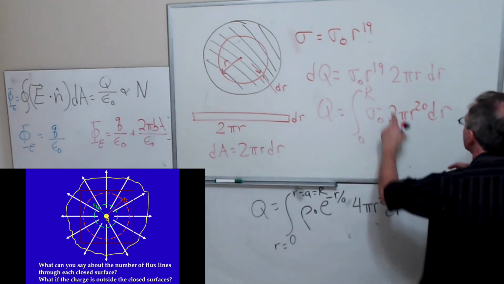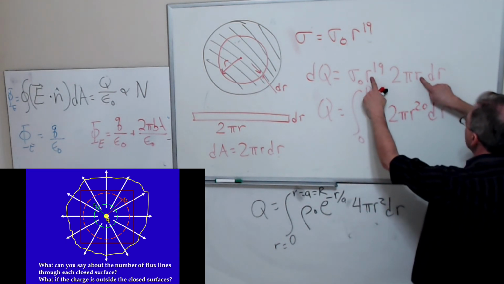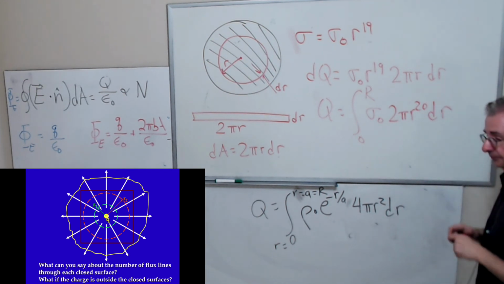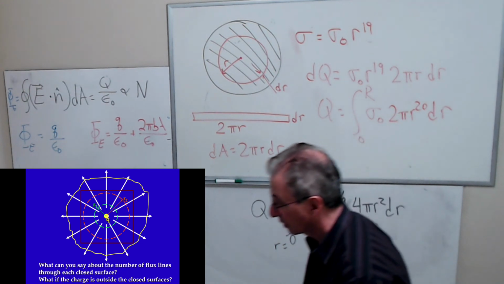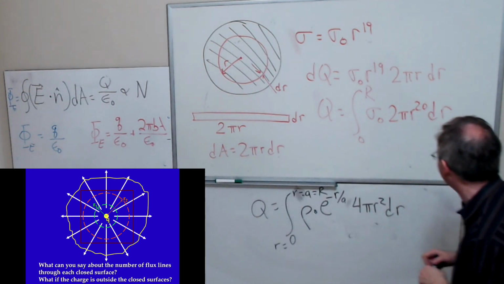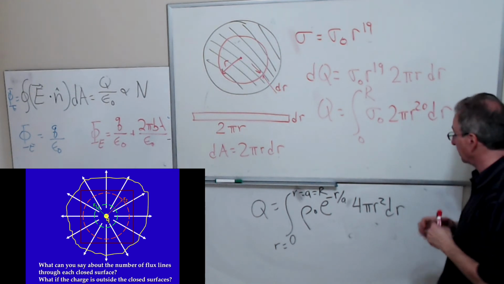Yeah, because this is R to the 19 times R is actually 1. Oh, okay. Maybe I misunderstood your question. I'm sorry. I was wondering why you had to integrate. Sorry.